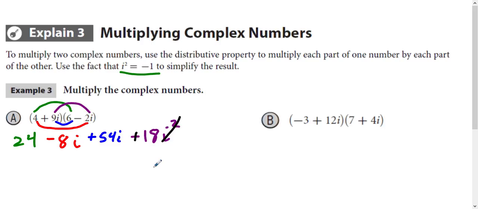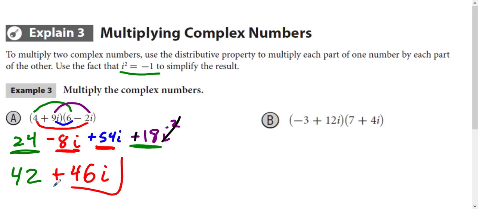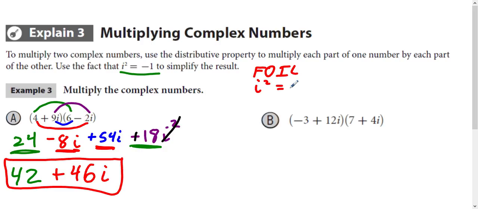And now we need to combine like terms. You combine your real numbers, you combine your imaginary numbers. So combine our real numbers, 24 plus 18. 42. And then you combine your imaginary numbers, negative 8, plus 54. 54 minus 8 is 46. That's it. So if you wanted a couple of steps to remind yourself what to do, you're going to FOIL. And then you're going to change your i squared to negative 1. And then you combine the real parts, combine the imaginary parts.